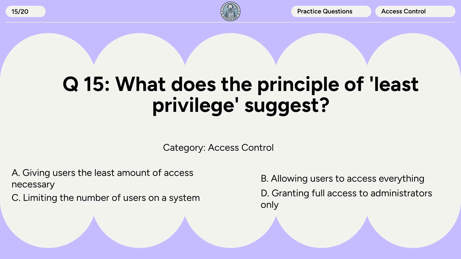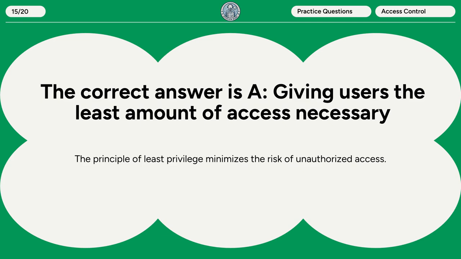Question 15. What does the principle of least privilege suggest? A. Giving users the least amount of access necessary. B. Allowing users to access everything. C. Limiting the number of users on a system. D. Granting full access to administrators only. The correct answer is A. Giving users the least amount of access necessary. The principle of least privilege minimizes the risk of unauthorized access.